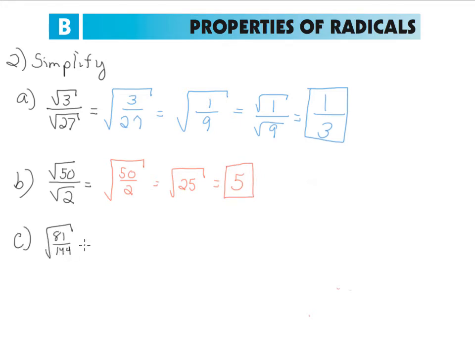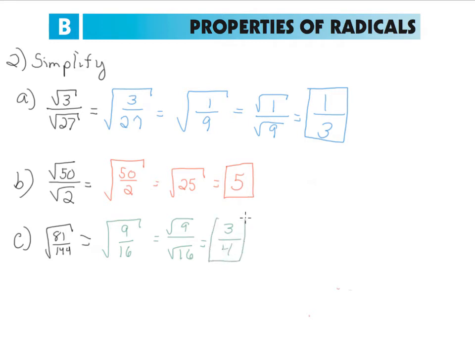Let's say I have the square root of 81 divided by 144. I could do this two ways. I could first simplify 81 and 144 because I know 9 will go into both of these. And I could rewrite this fraction as 9 over 16. And then I can break this up. That's the square root of 9 divided by the square root of 16. Square root of 9 is 3. Square root of 16 is 4.